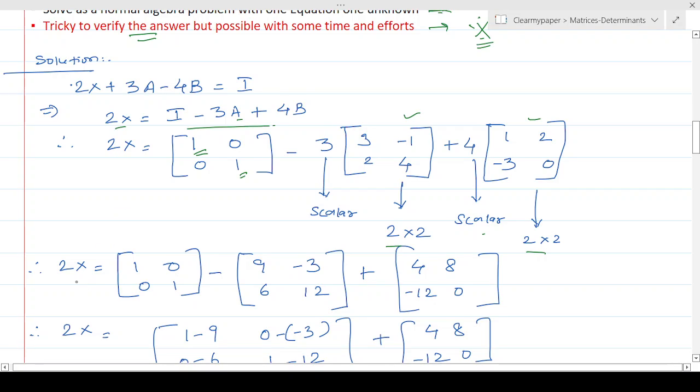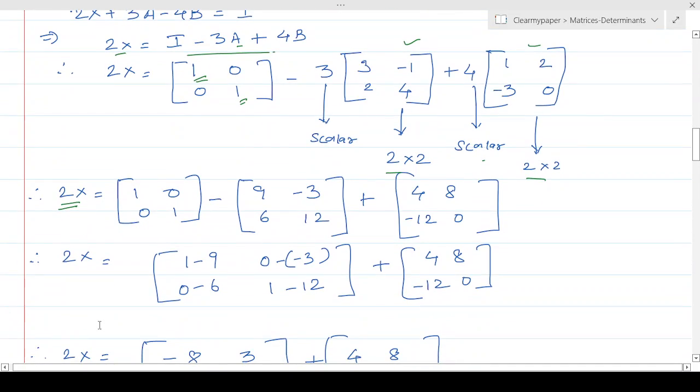So I'm continuing on the left hand side. I'm just keeping it 2x. I have not simplified the substitution x yet. I still need to find the value of x, but I'm keeping it 2x on the left hand side. And on the right hand side, I'm slowly starting to simplify this. I'm keeping the unit matrix as it is, taking the scalar and multiplying it.